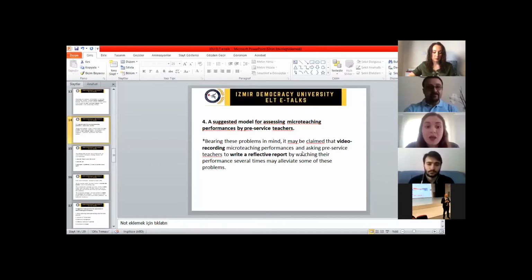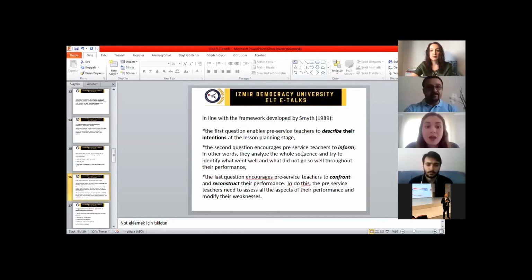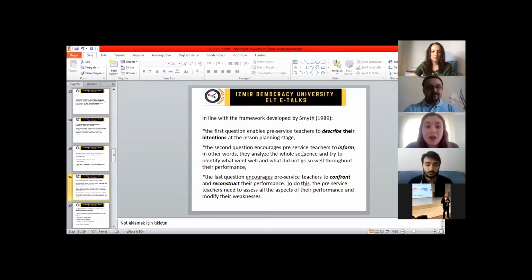When they are writing their reflective reports, we can ask them 3 questions. In fact, this framework has been developed by Smith in 1989. The first question is, what did I intend to do in this lesson? What was my intention? So they can describe their intentions. The second question is, what did I do? What happened in the classroom? So they can inform us about what has happened in their micro-teaching.